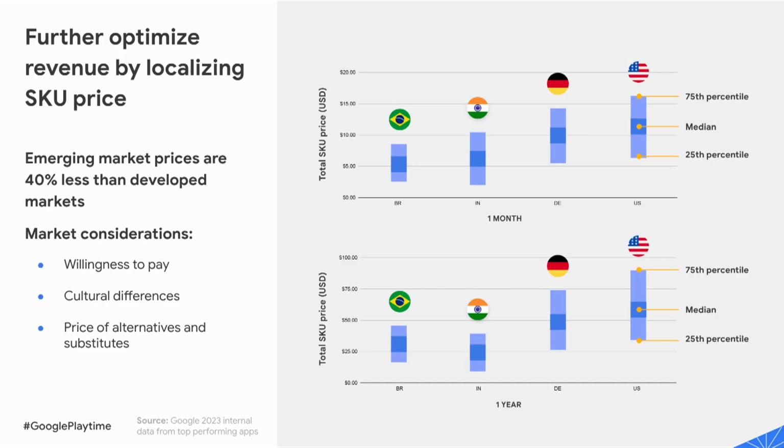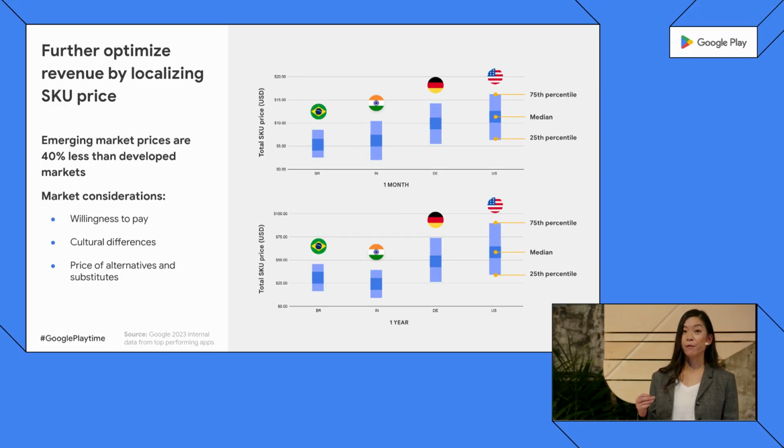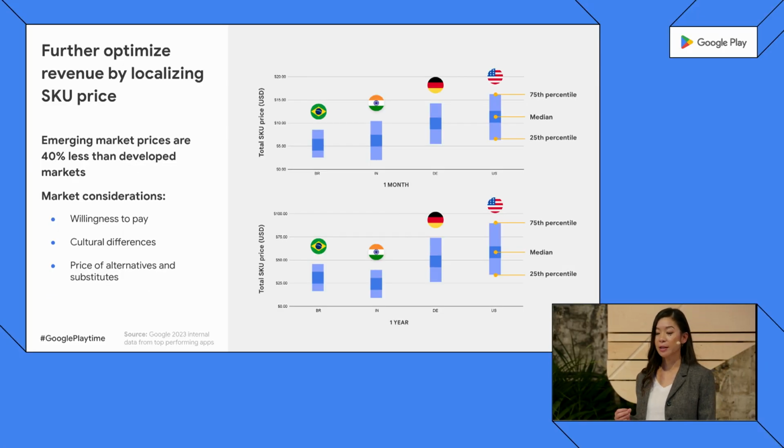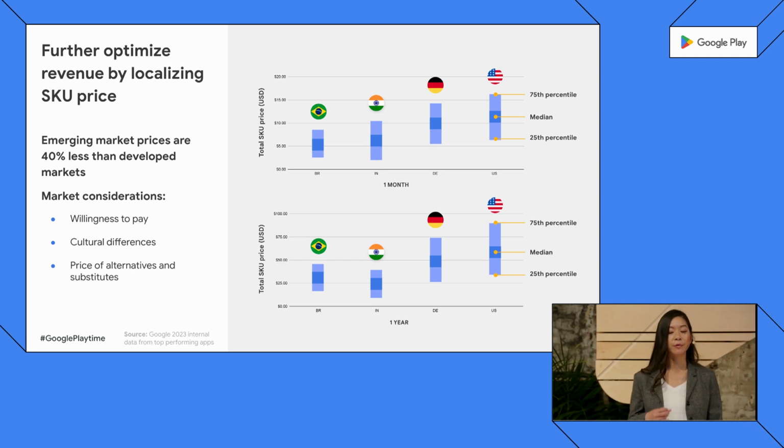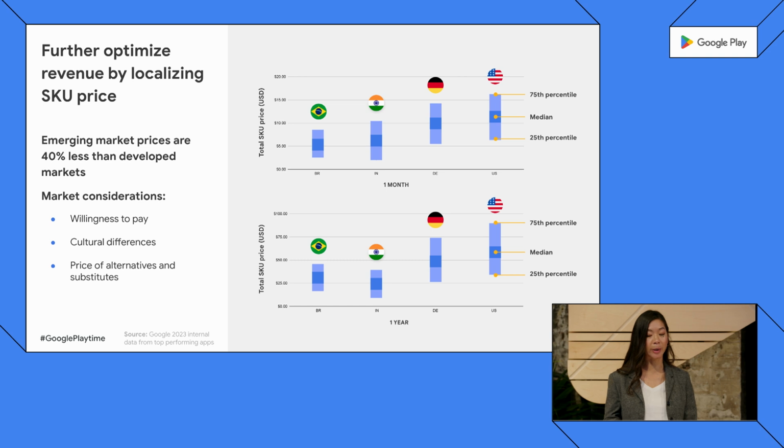Let's now look at SKU prices. The top chart shows the monthly plan buyers are paying in Brazil, India, Germany, and the US. And the bottom chart shows the annual plan price in the same countries. We see about a 40% cost difference that users are paying in emerging markets like India and Brazil versus developed markets like the US and Germany.